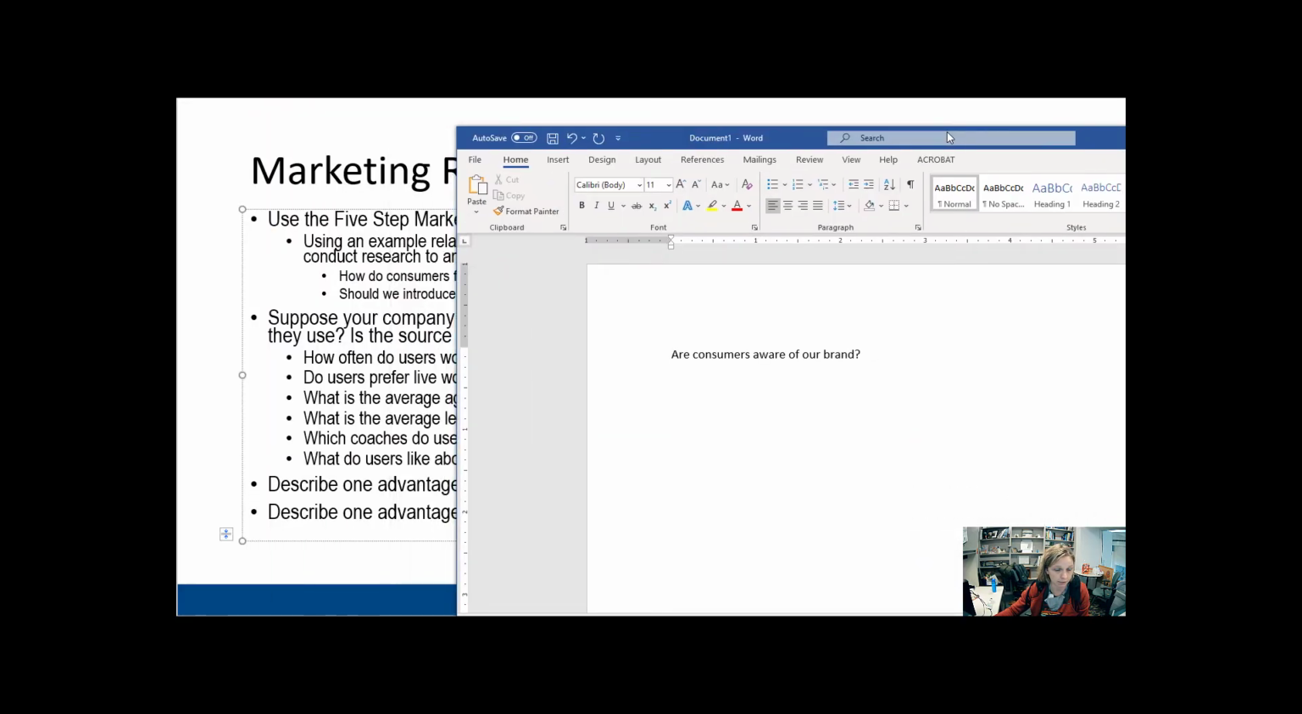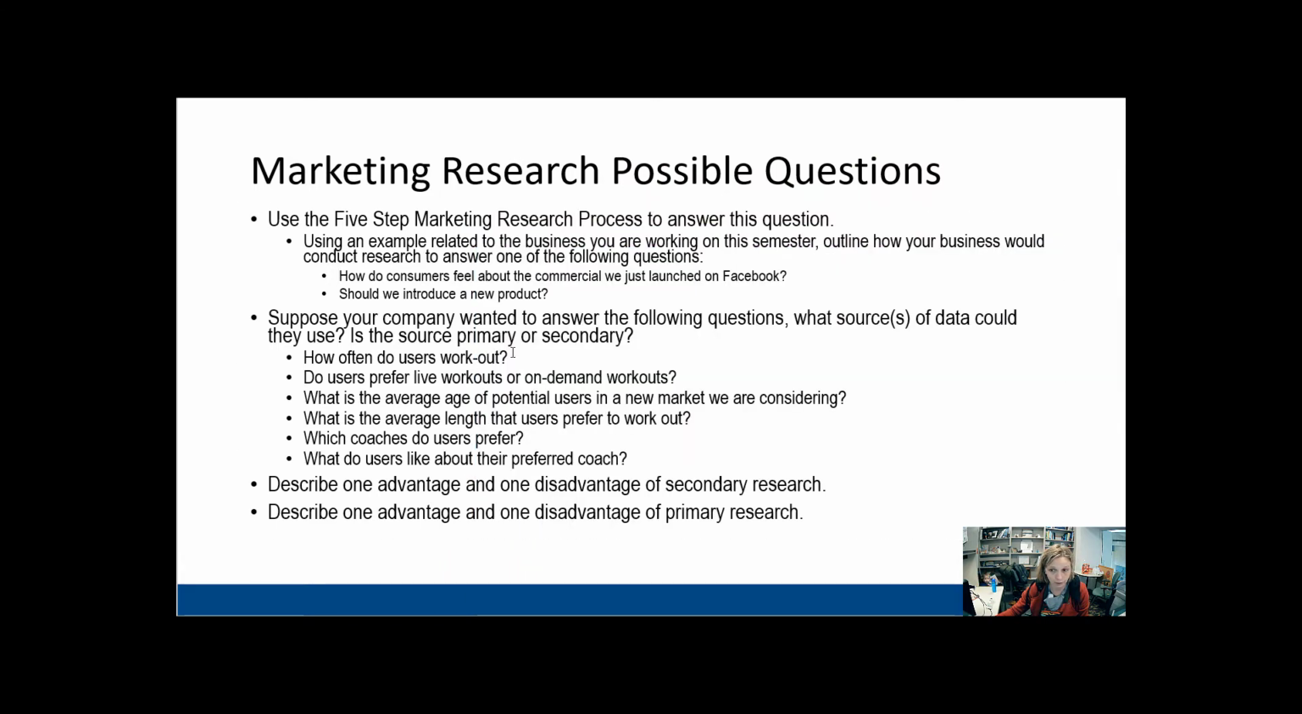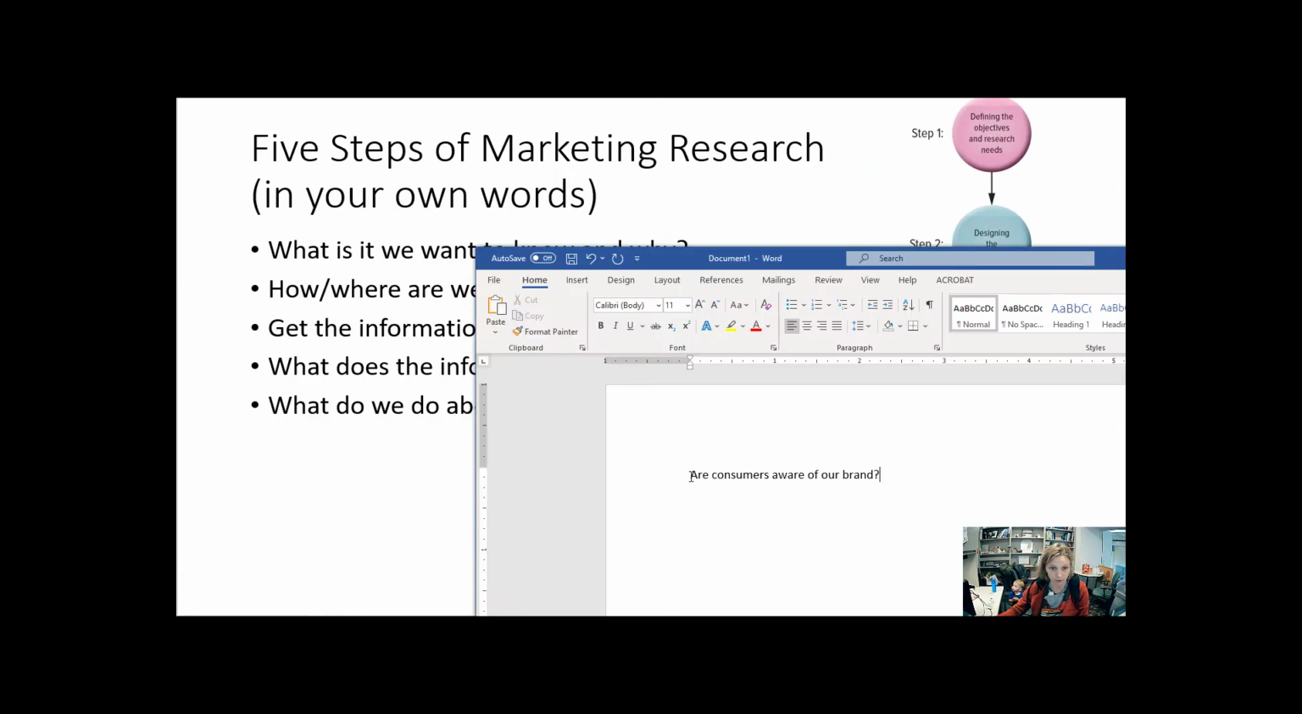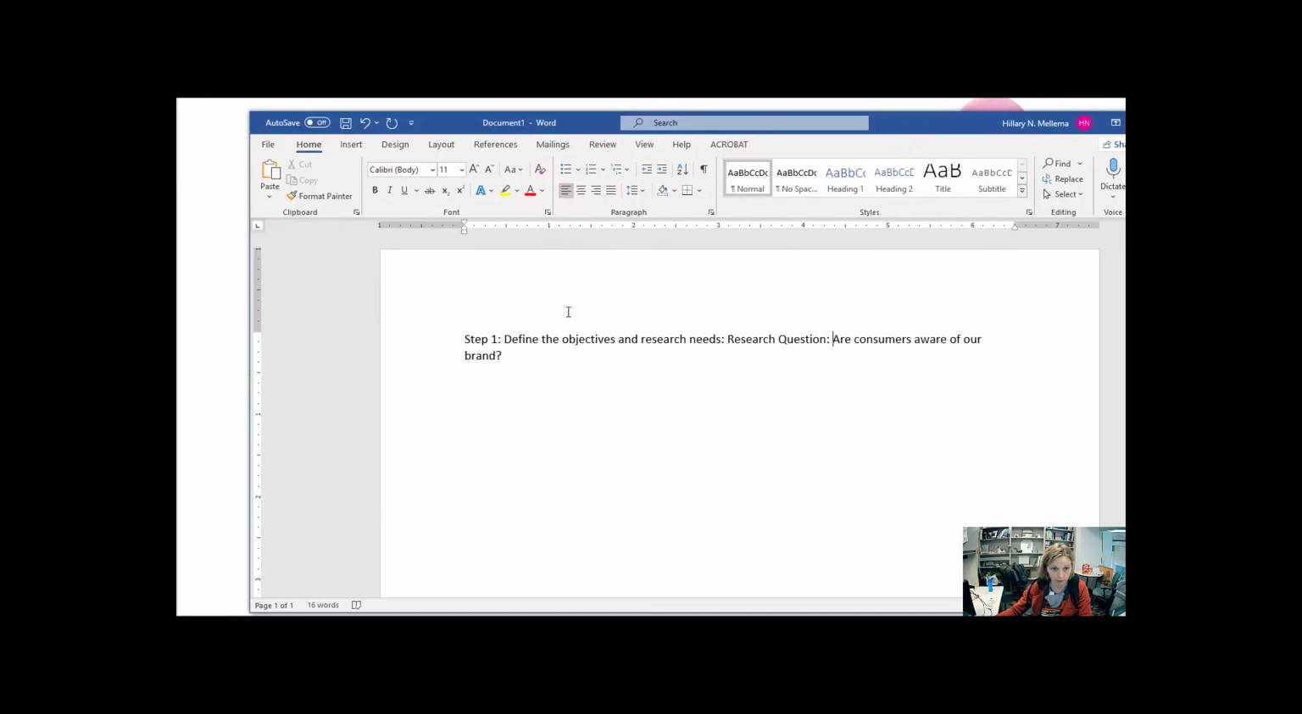So this one will not be on the exam. This is an example that I am doing for you. Are consumers aware of our brand? Okay, so that is step one in the example. So this is going to be step one, defining the objectives and research needs. So I came up with a research question. So that's how I'm defining it. That is step one.